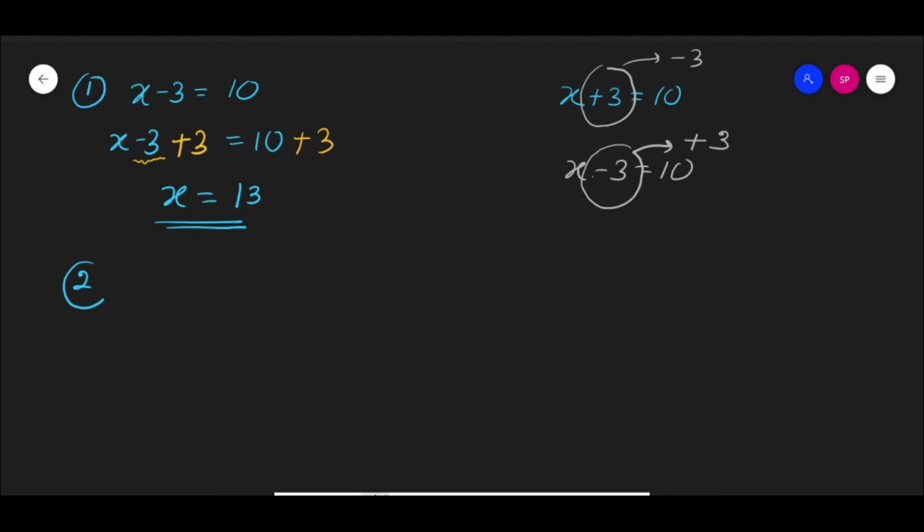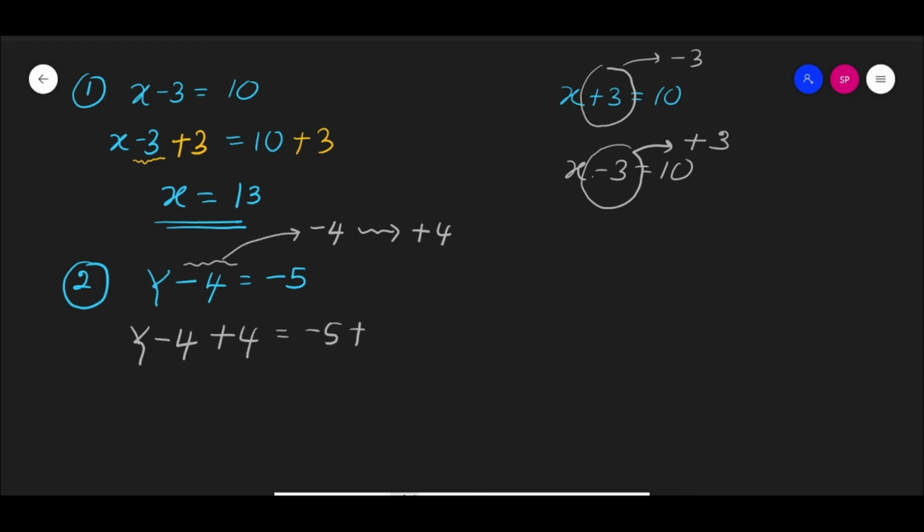So I will give another example: y minus 4 equals minus 5. What is the inverse operation? Very easy. The operation is minus 4, so what is its inverse? You know that, plus 4. So you have to put plus 4 on both sides: y minus 4 plus 4 equals minus 5 plus 4. So you can remove these two, and y equals minus 5 plus 4, which is minus 1.